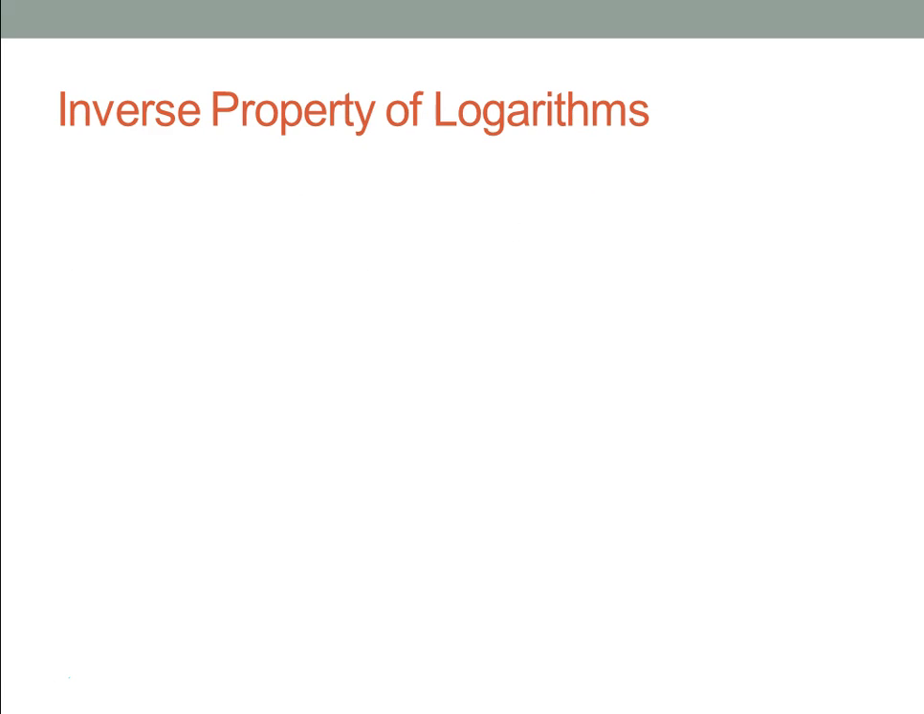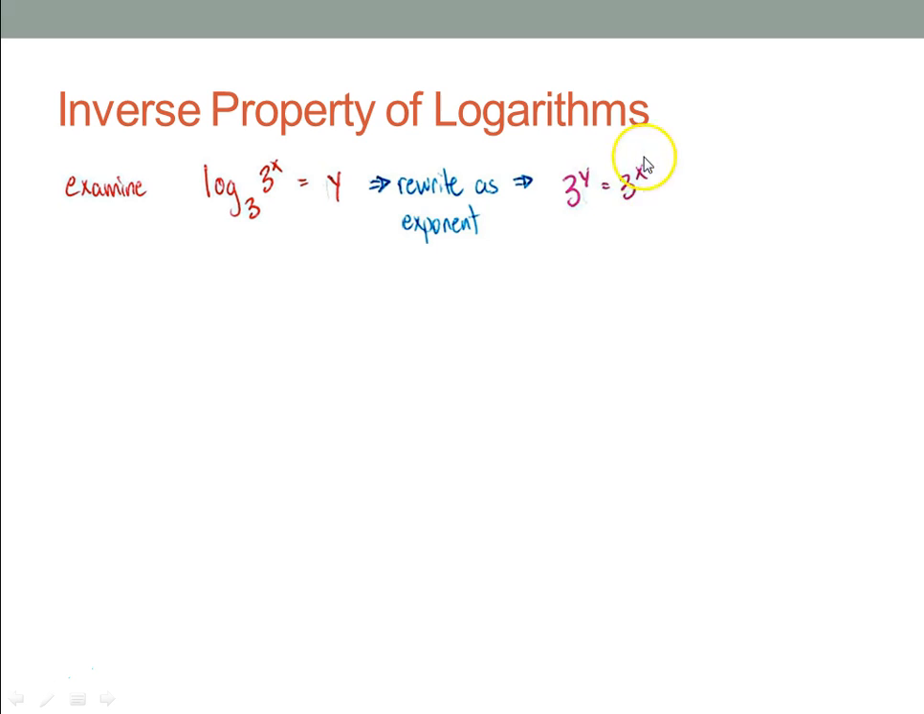So the inverse property of logarithms. All right, so let's examine this log. The log base 3 of 3 to the x is equal to y. All right, what the heck does this mean? So if I'm rewriting this, I can actually rewrite it as an exponent. I can say 3 to the y, this base to this exponent, is equal to 3 to the x. What? This seems a little bit fishy because you'll see that the bases are the same. So that must mean, therefore, that y is equal to x.